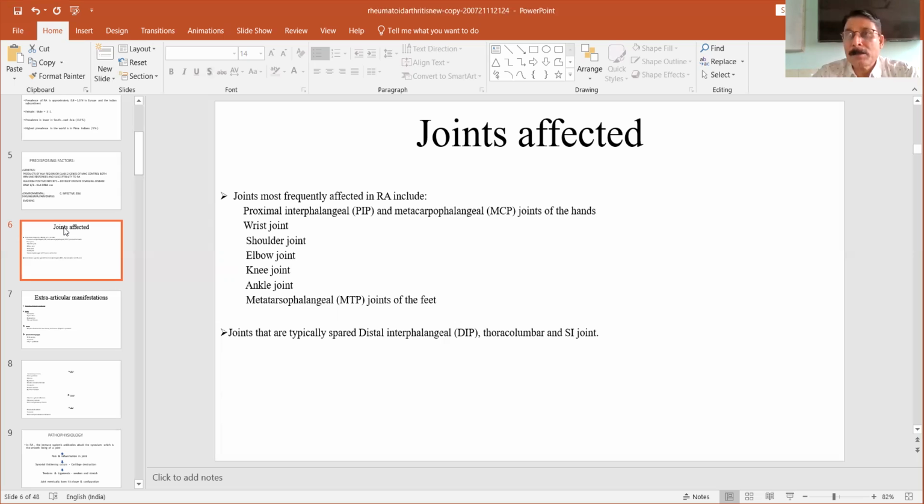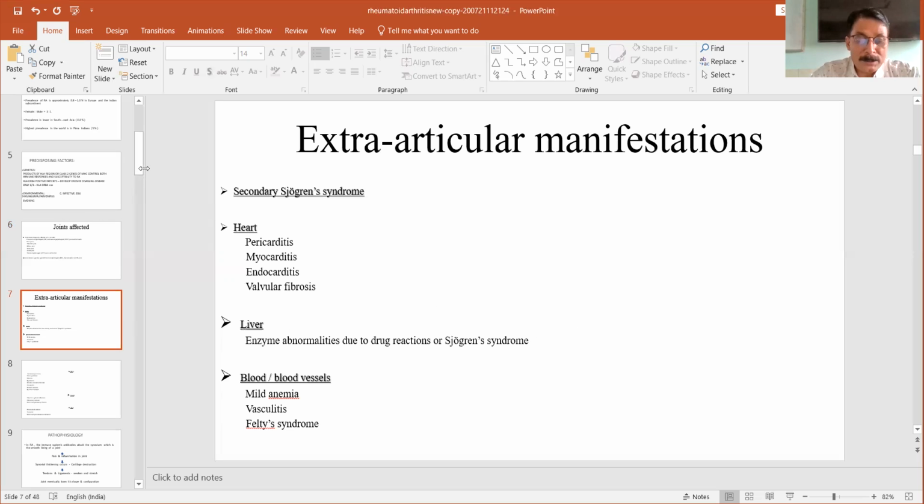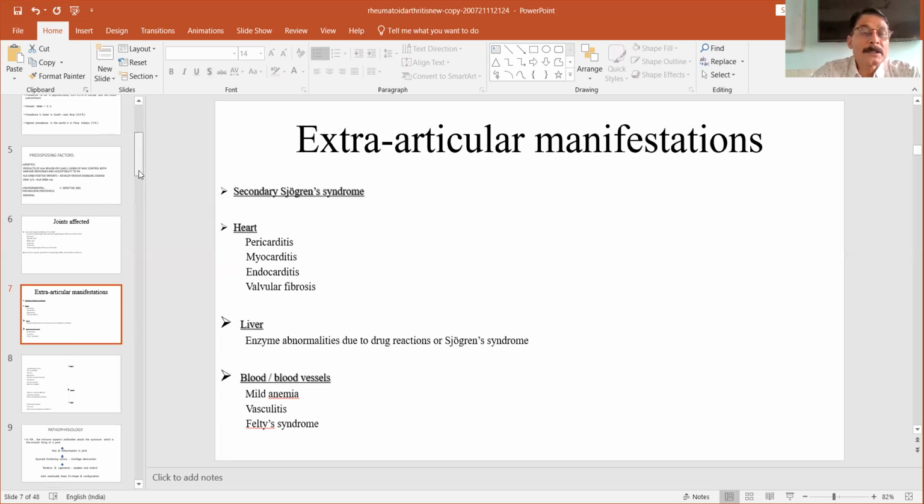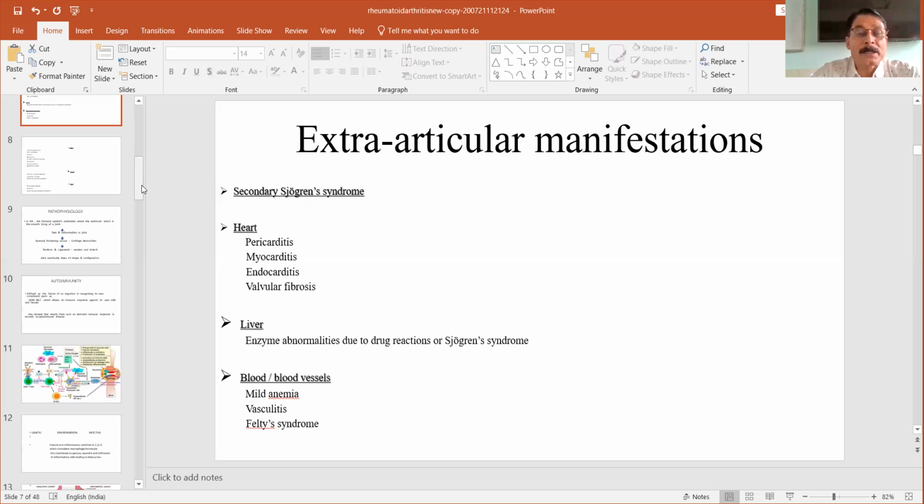If you remember, the thoracic and lumbar joints and the SI joint, though they are synovial joints, escape from here. So sometimes we have a question: what are the joints that escape? Though they are synovial, they escape from the effect.